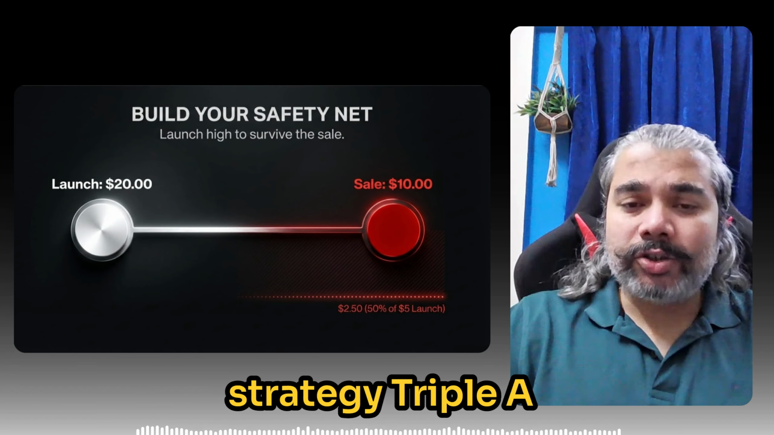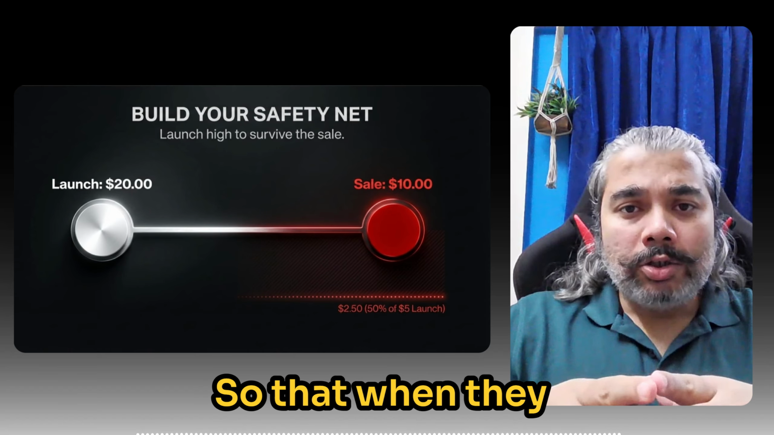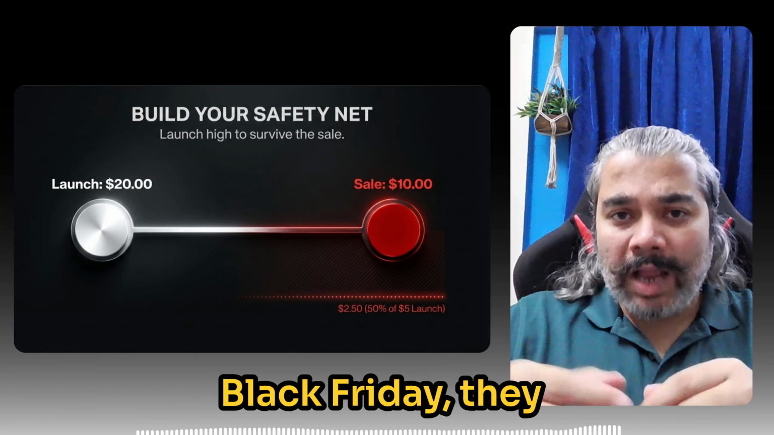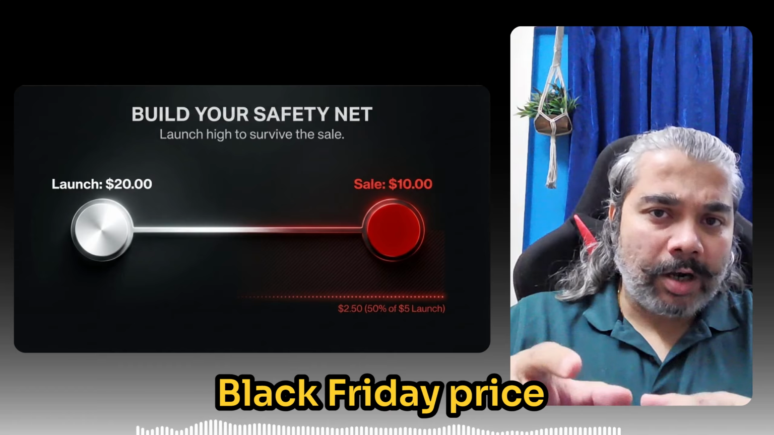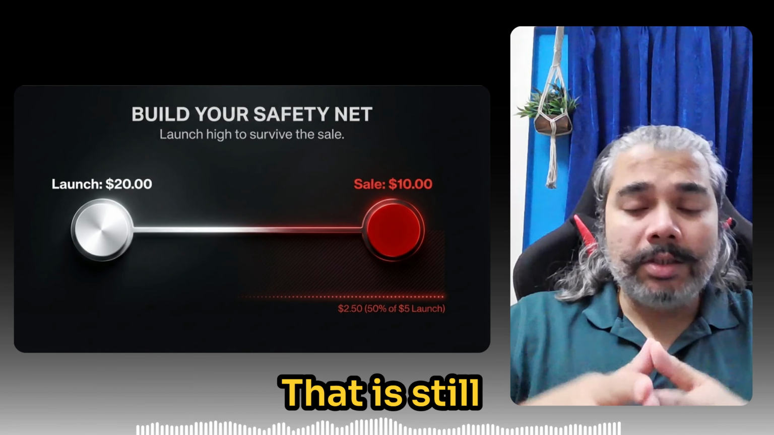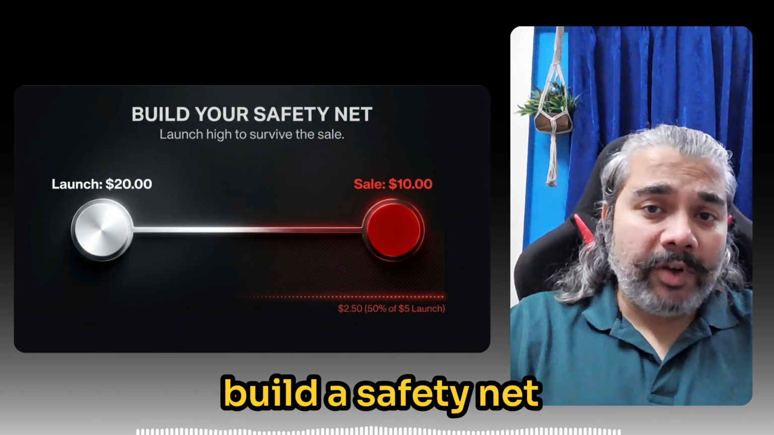This is the exact strategy AAA publishers use. They launch the game at $70. Why? So that when they sell it at $35 on Black Friday, they still earn money. So if you launch at $20, your Black Friday price is $10, right? That is still sustainable revenue. Pricing high is the only way to build a safety net for the future.